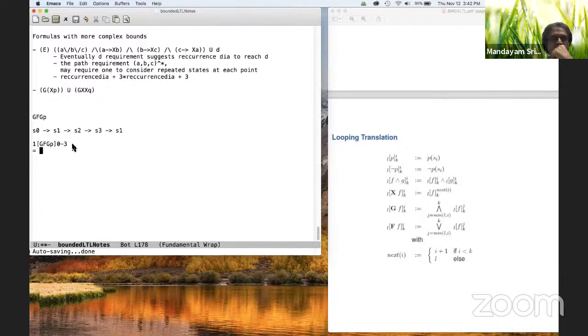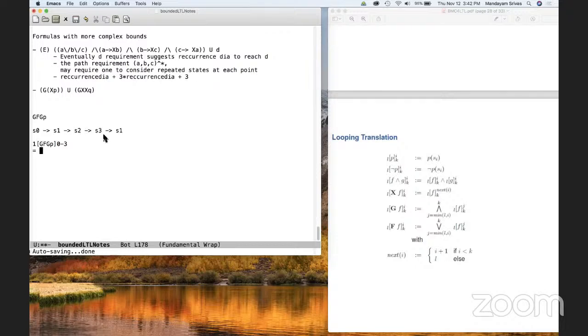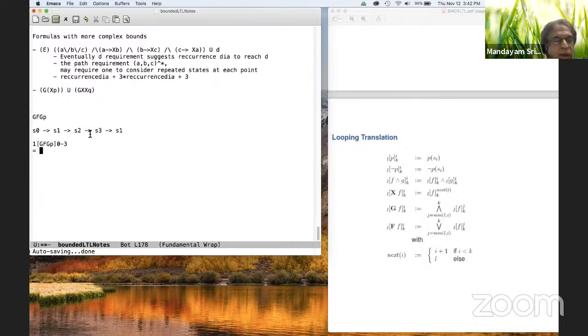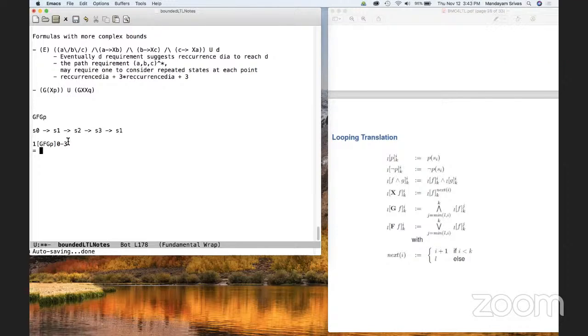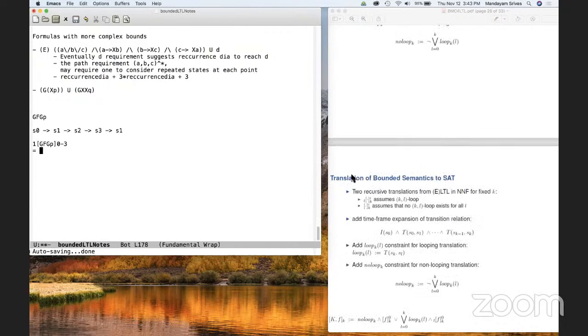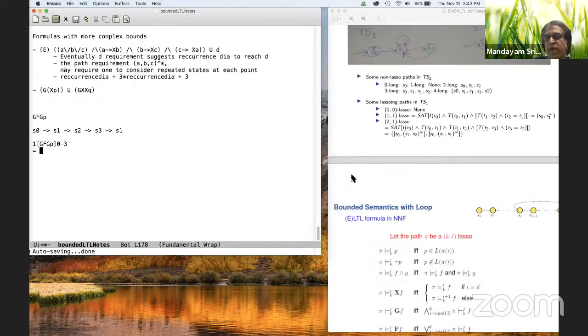Maybe I should have said 4, 3. No, the K is from S0 to S3. That's my path. The backward loop is here. K is 3 because 1, 2, and 3. Can you see my cursor? So the loop back path is from S3 to S1. Okay, yeah. So you see how I showed the loop here.